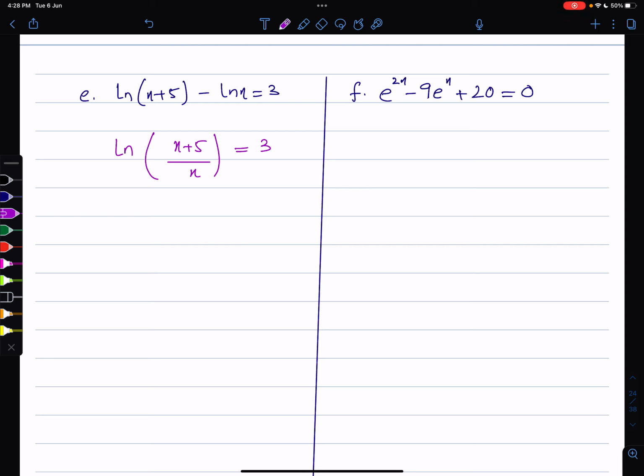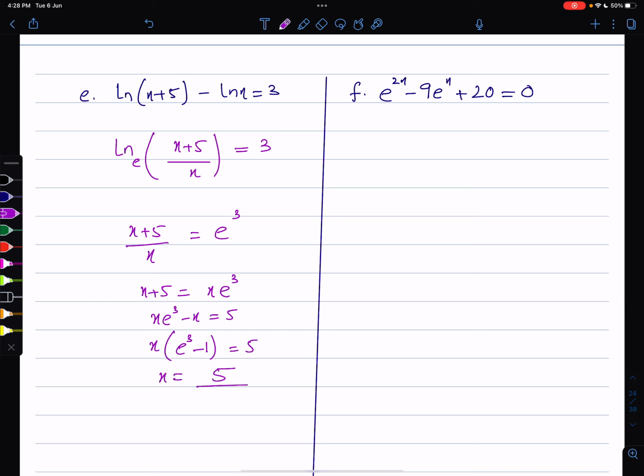Then to solve for the value of x, we are going to convert this into the exponential form. e to the power of 3 must be equal to x plus 5 upon x. So x plus 5 must be equal to x e cubed, bringing x terms on one side. So x e cubed minus x equals 5. Taking x common, we get x times e cubed minus 1 equals 5. Therefore the x value is 5 upon e cubed minus 1. That is our exact answer.